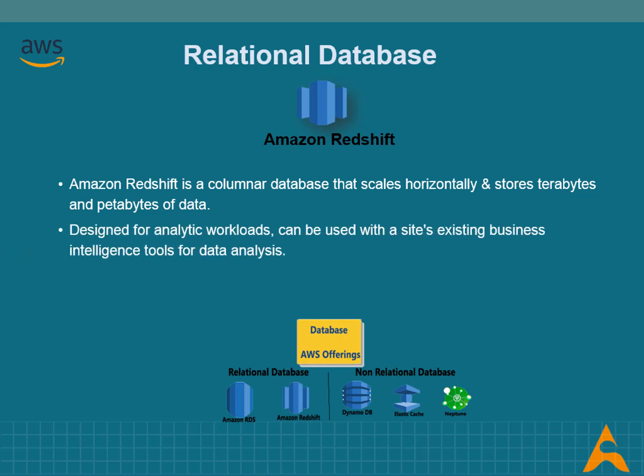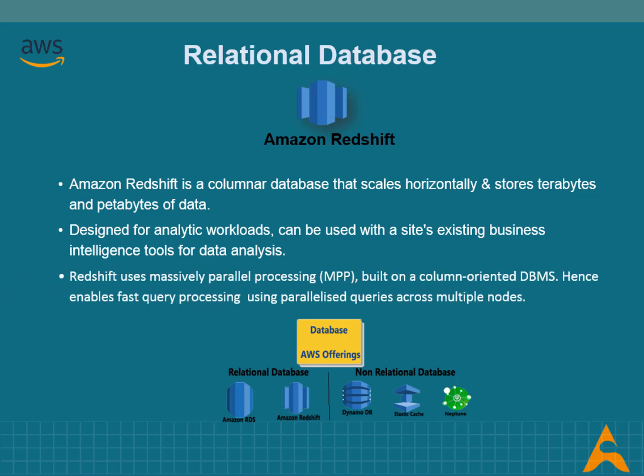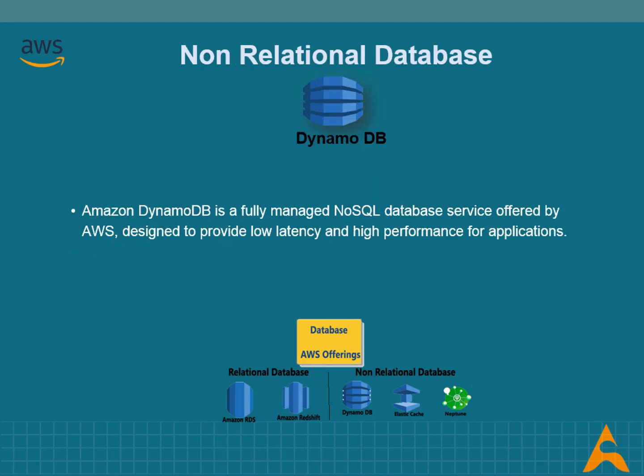Redshift uses massively parallel processing (MPP) built on a column-oriented DBMS, hence enabling fast query processing using parallelized queries across multiple nodes. Redshift provides custom JDBC and ODBC drivers that can be integrated with CloudTrail for auditing purposes, and performance can be monitored from CloudWatch. Moving further to DynamoDB.